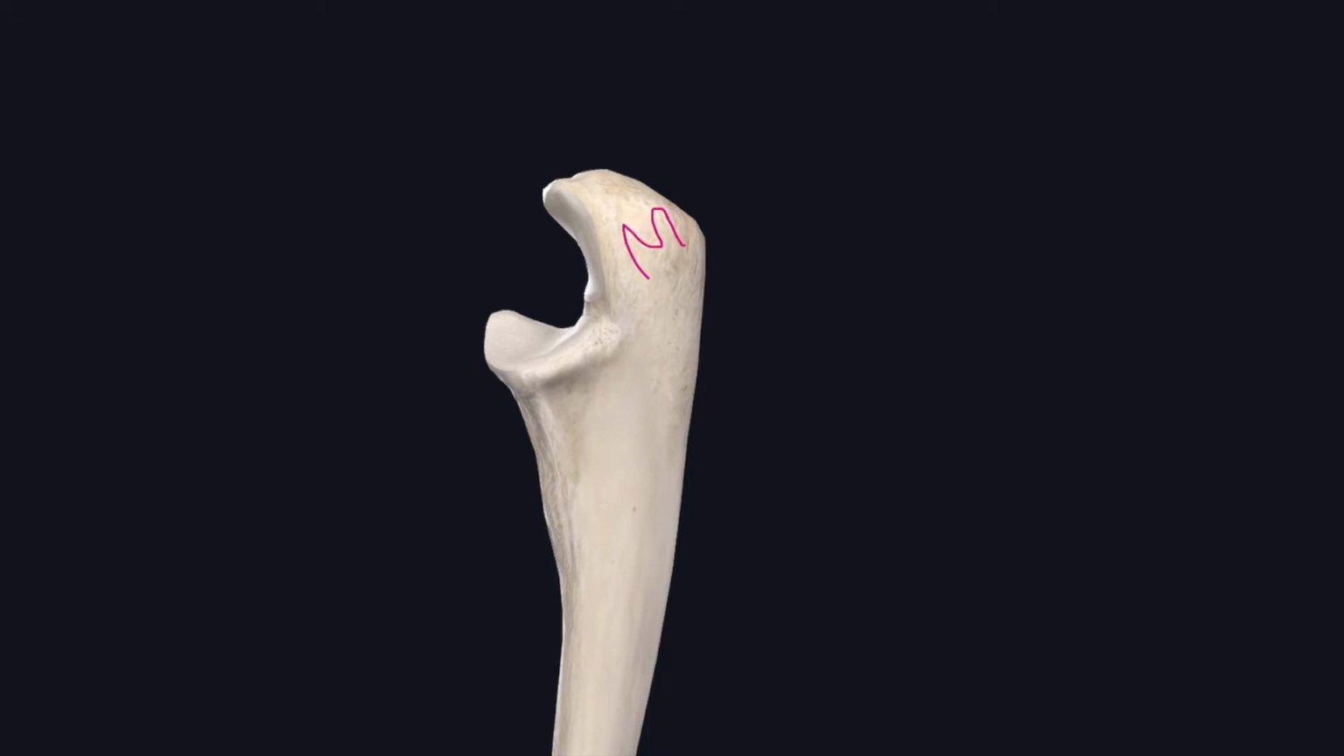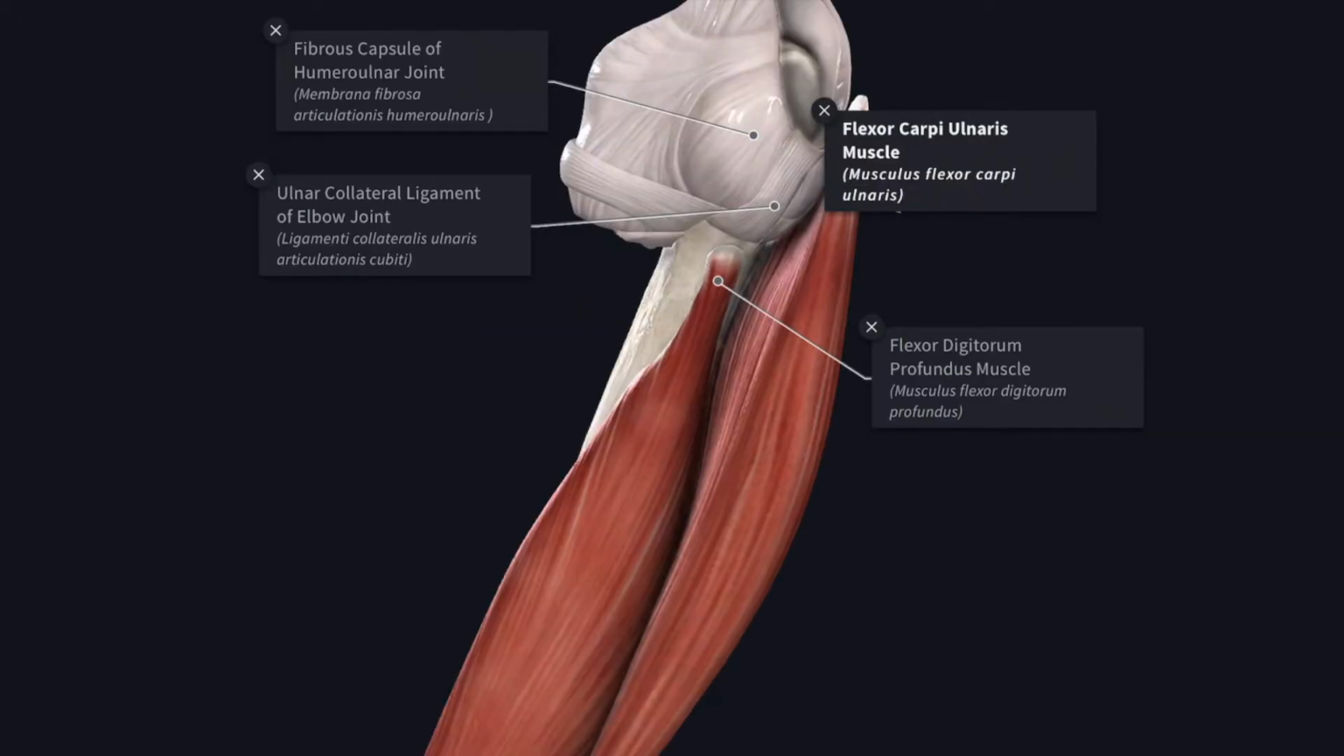This surface is continuous with the corresponding surface of the coronoid process and the shaft of the ulna. The medial surface of the olecranon process gives attachment to the structures, from before backwards: the fibrous capsule of the elbow joint, then the posterior and oblique bands of the ulnar collateral ligament, and a slip of origin of flexor carpi ulnaris muscle and the highest origin of the flexor digitorum profundus.